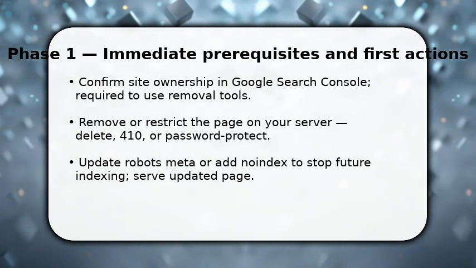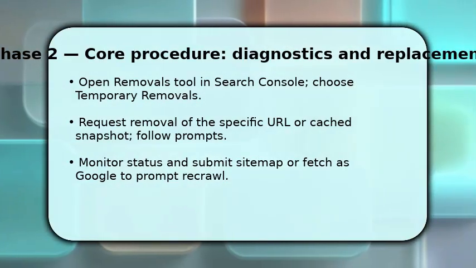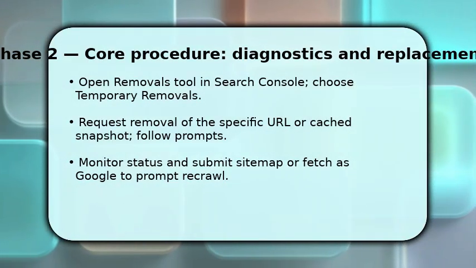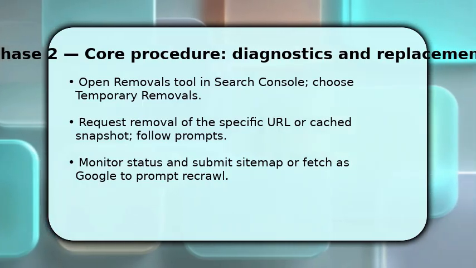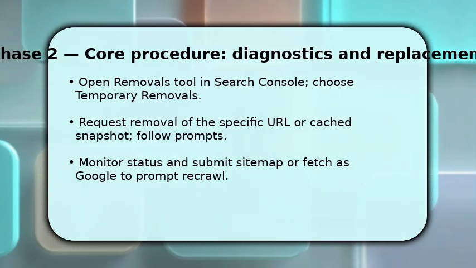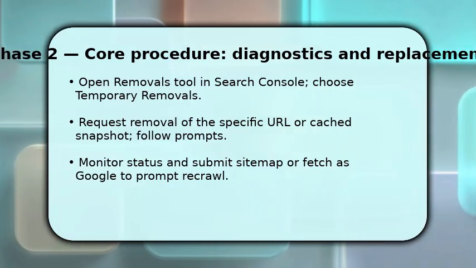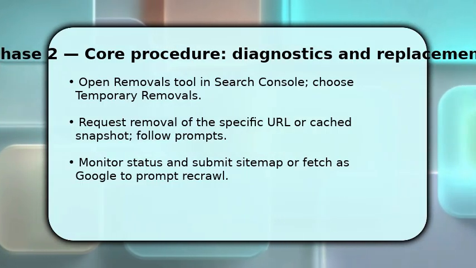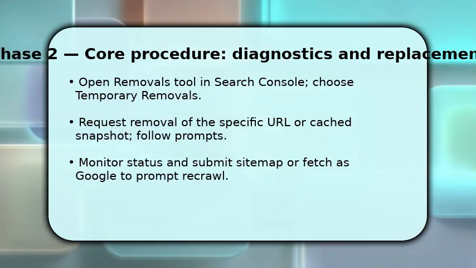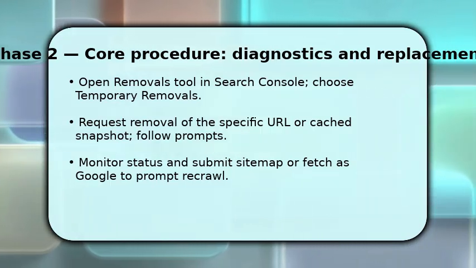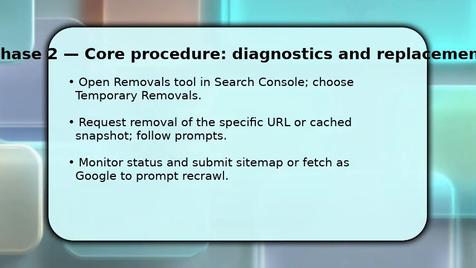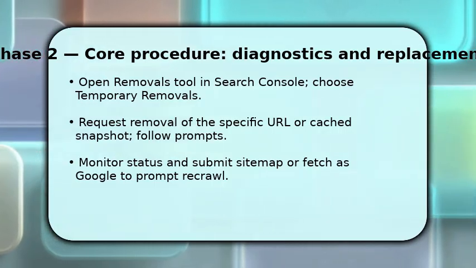Now use the Removals tool in Search Console to start the official takedown process. Select Temporary Removals and paste the exact URL. You will also request cached snapshot removal if sensitive info is still visible in the cache. Once submitted, Google hides the result quickly while it recrawls the origin site. Make sure to also request a recrawl.